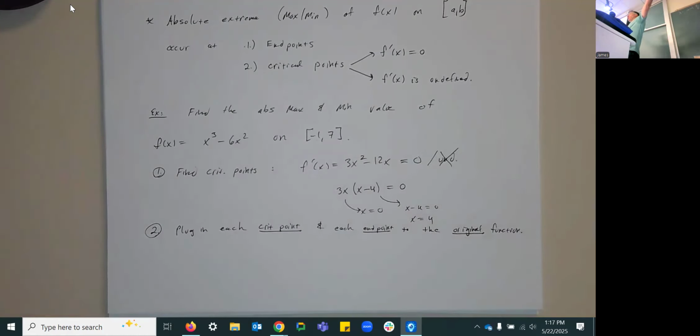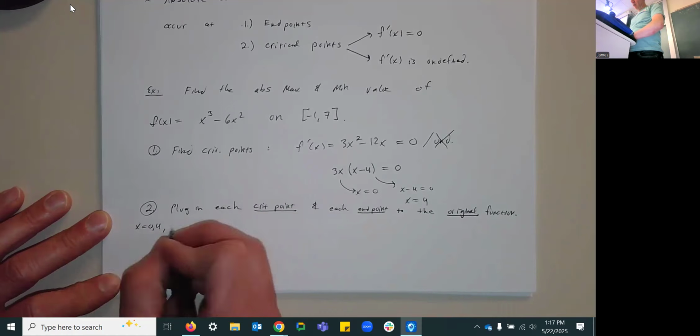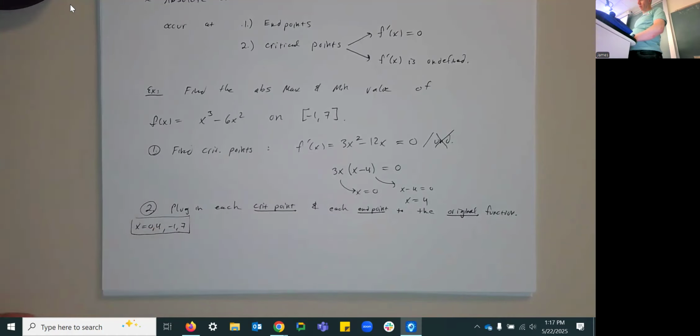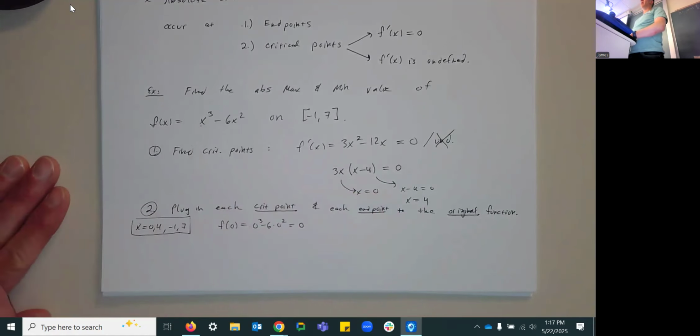There is one thing to make our lives easier, though. Our critical points are 0 and 4, and our endpoints are -1 and 7. So these are the four numbers we're going to plug into our function. One of those is really easy: f of 0 is just 0 cubed minus 6 times 0 squared, which is 0. But the other ones are less easy. If I'm going to plug in 7, I really don't want to find 7 cubed. It's not that hard, but without a calculator, I'd rather not.